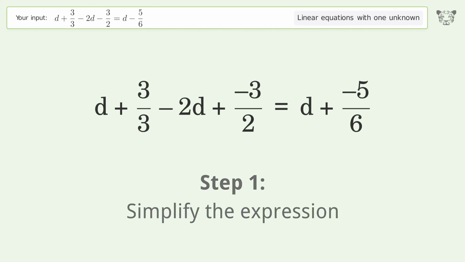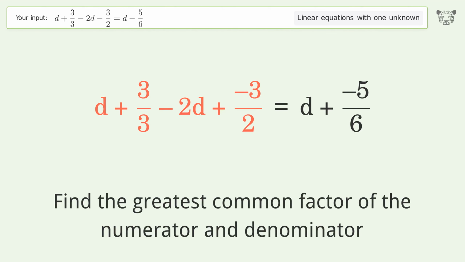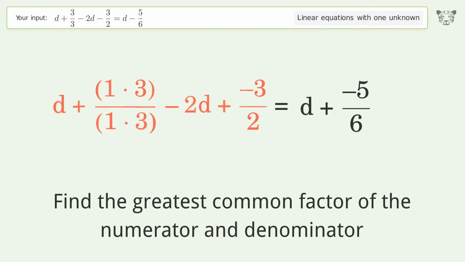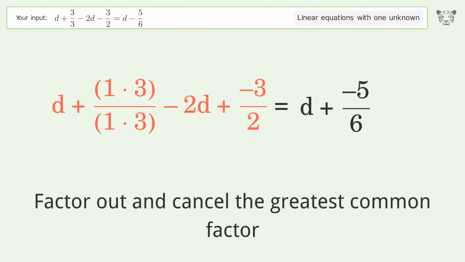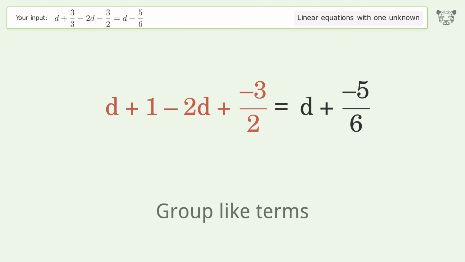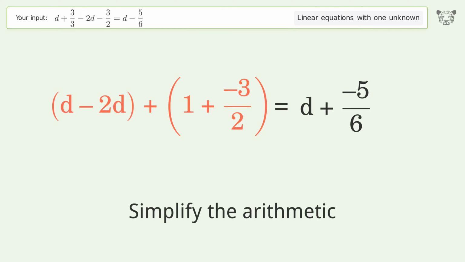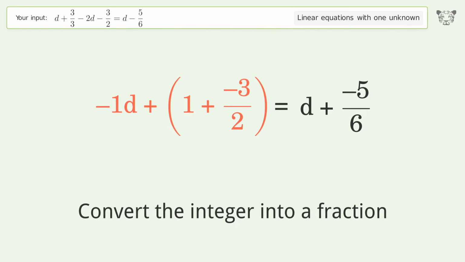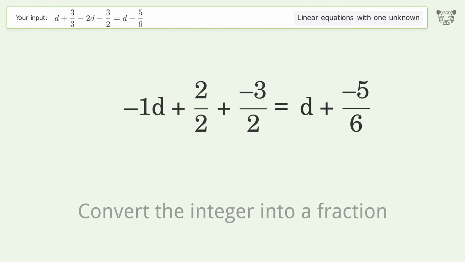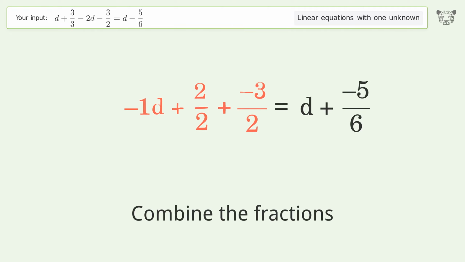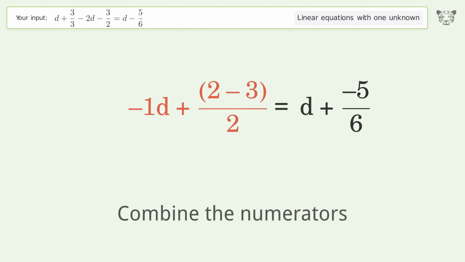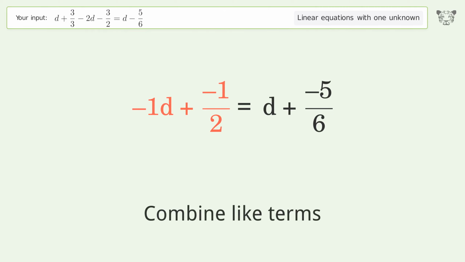Simplify the expression. Find the greatest common factor of the numerator and denominator. Factor out and cancel the greatest common factor. Group like terms. Simplify the arithmetic. Convert the integer into a fraction. Combine the fractions. Combine the numerators. Combine like terms.